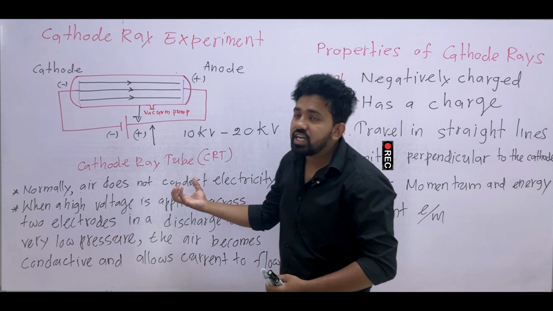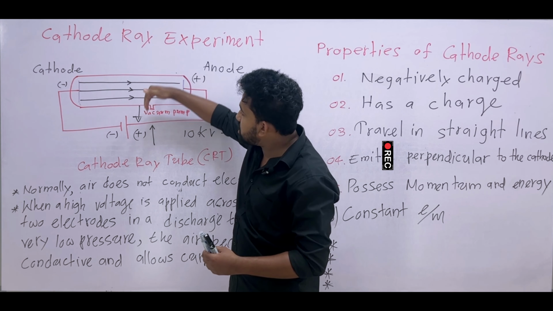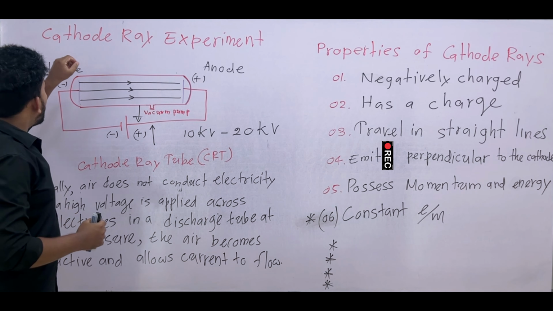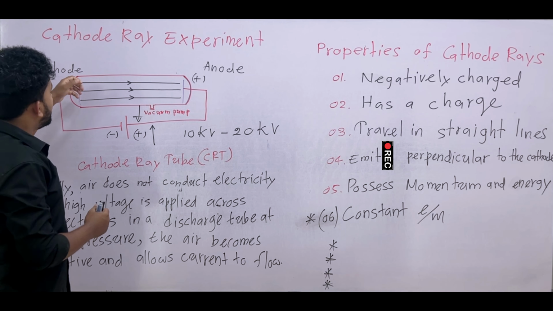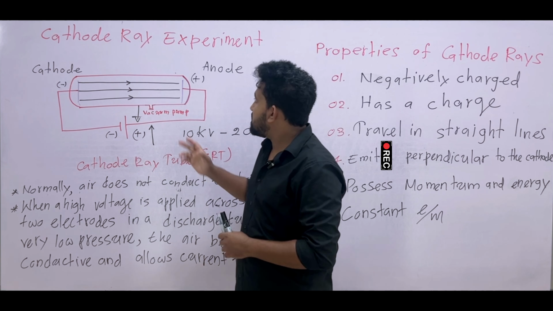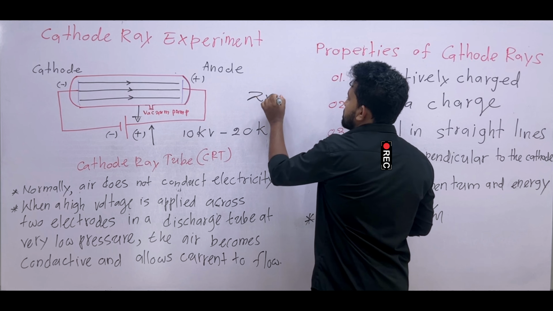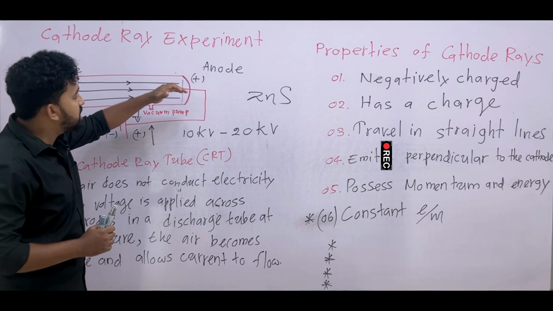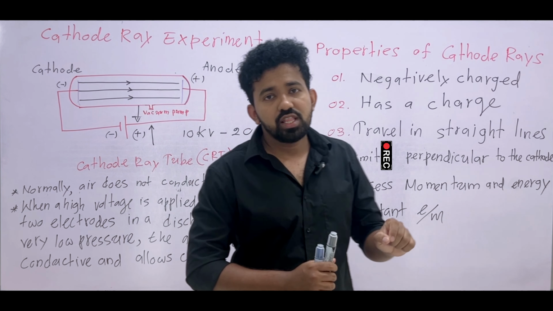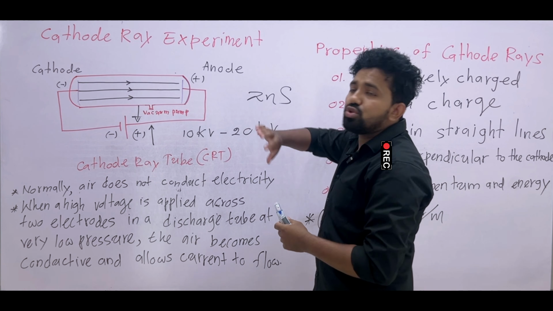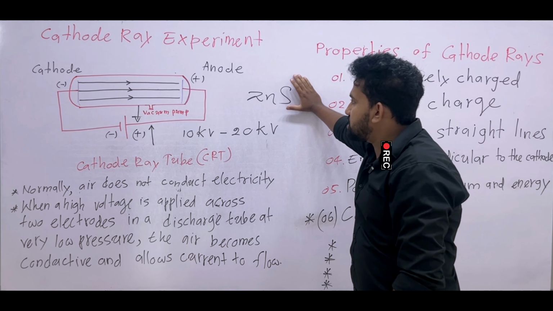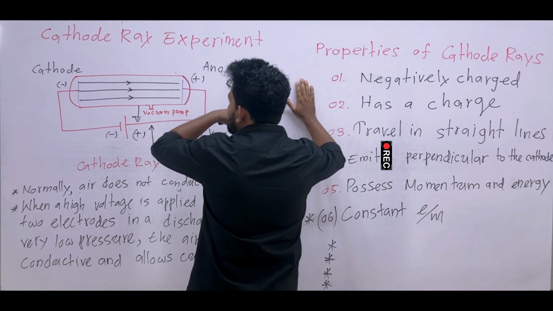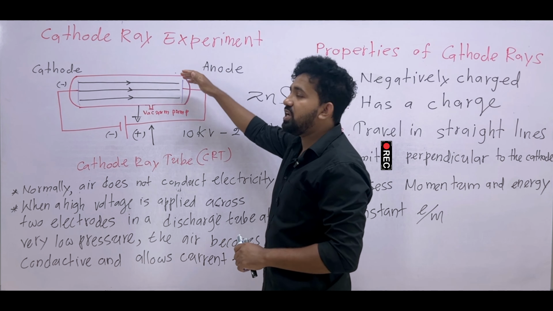When the voltage increases and the pressure decreases, J.J. Thomson observed that certain rays start emitting from the surface of the cathode and travel towards the anode. When we apply a fluorescent material like zinc sulfide, when these rays hit the surface which is plated with zinc sulfide, they give a greenish glow. Those were the initial observations.